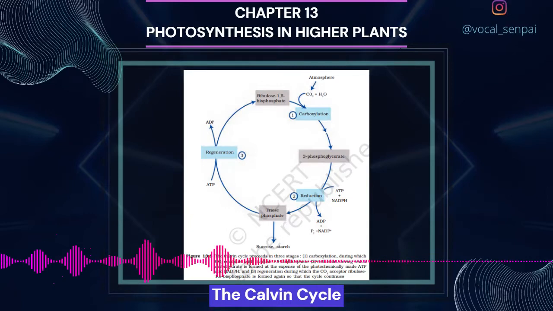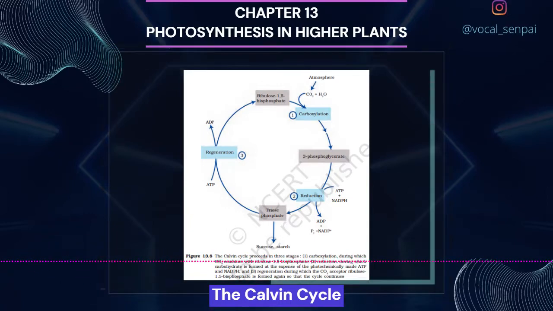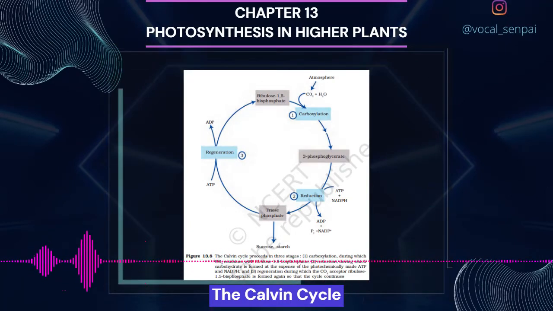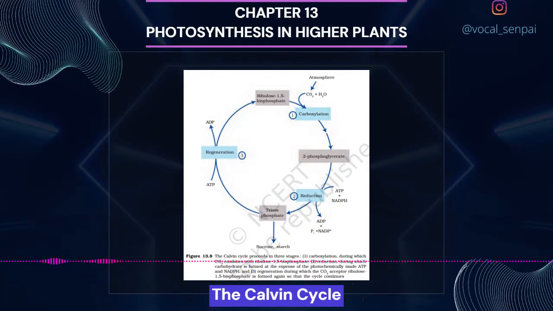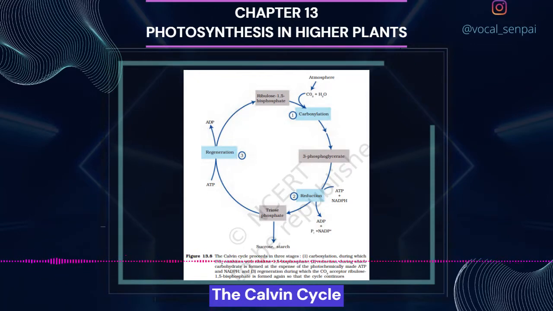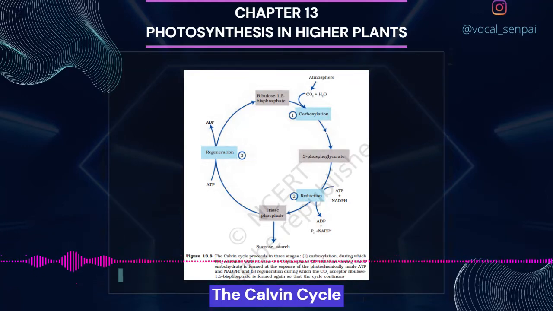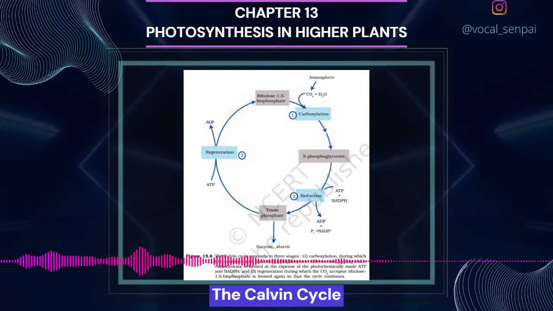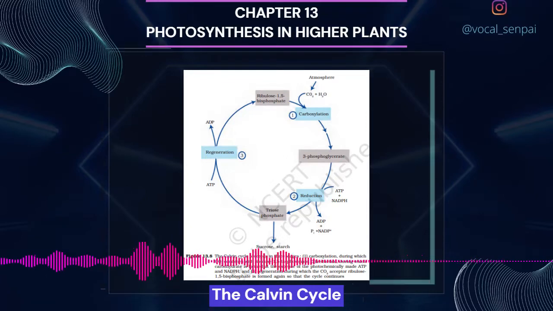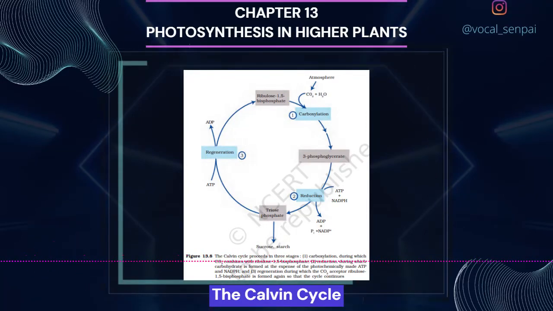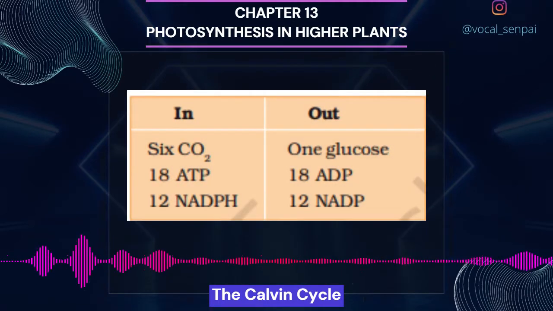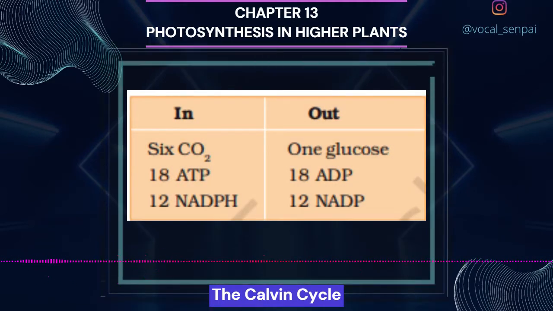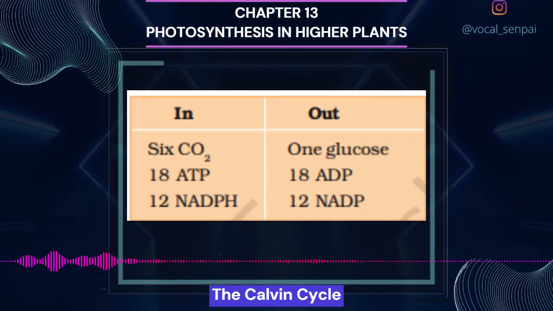Since this enzyme also has an oxygenation activity, it would be more correct to call it RuBP carboxylase oxygenase or RuBisCO. 2. Reduction. These are a series of reactions that lead to the formation of glucose. The steps involve utilization of 2 molecules of ATP for phosphorylation and 2 of NADPH for reduction per CO2 molecule fixed. The fixation of 6 molecules of CO2 and 6 turns of the cycle are required for the formation of 1 molecule of glucose from the pathway.